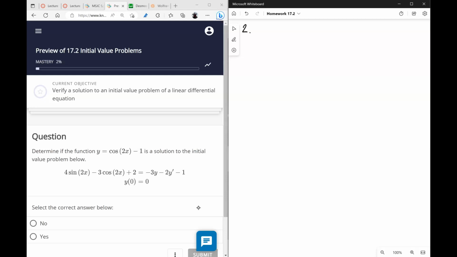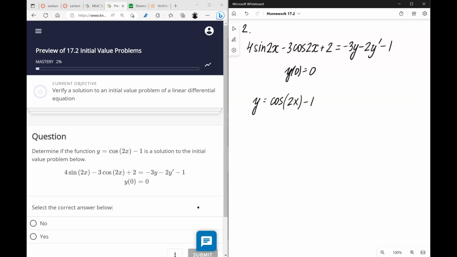Determine if the function is a solution to the initial value problem. Okay, so let's write the problem. So I'm going to copy the differential equation right over here. And we have the initial condition, and the proposed solution is this. So in order to be the solution of this initial value problem, it has to satisfy the initial condition, so y of 0 must be equal to 0.